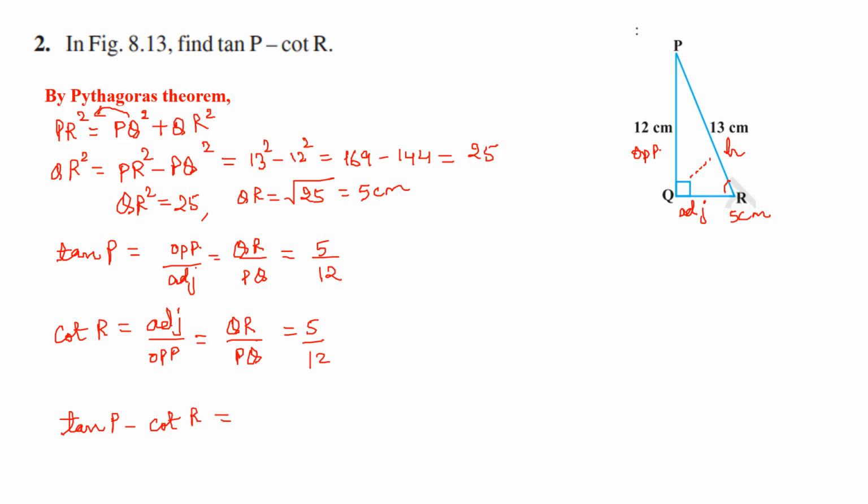Okay, so tan P is 5 by 12. In fact, cot R is also 5 by 12. So the answer is 0. So tan P minus cot R, the value is 0. So I hope it is clear to everyone as I am explaining everything in detail. I am giving the formulas also. I am telling you how to label in the diagram also such that it will be easy for you to solve the question. Now moving to question number 3.